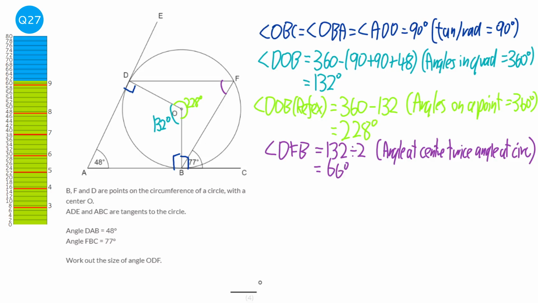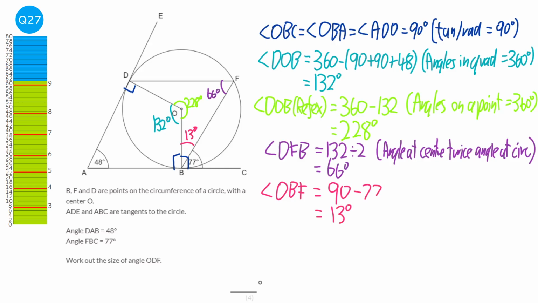Okay, the next one we're going to work out is this angle here, which is angle OBF. There's no reason for this, it's just the whole thing is 90. We're taking away the 77, so that would be 13 degrees. So that's a nice easy one. And let's just put the 66 degrees on our diagram as well.